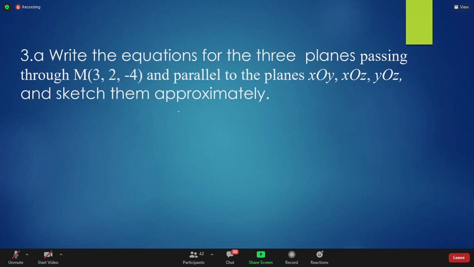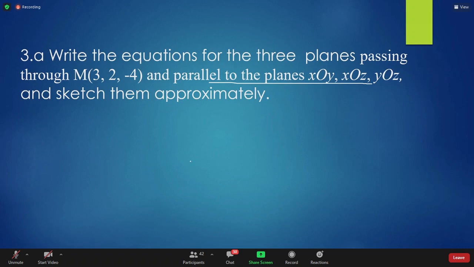Next exercise. Three planes passing through the point (3, 2, -4) and parallel to the planes of coordinates, and sketch them approximately. We will do that in 3 dimensions. That's a little bit messy. As you remember from vectors, sketching involves those shoe boxes, the parallelepipeds. We will do the same here in this exercise.